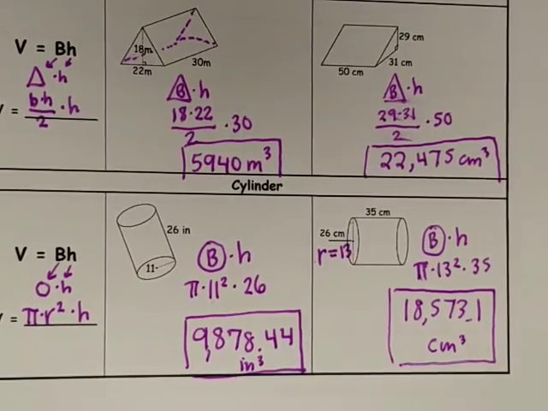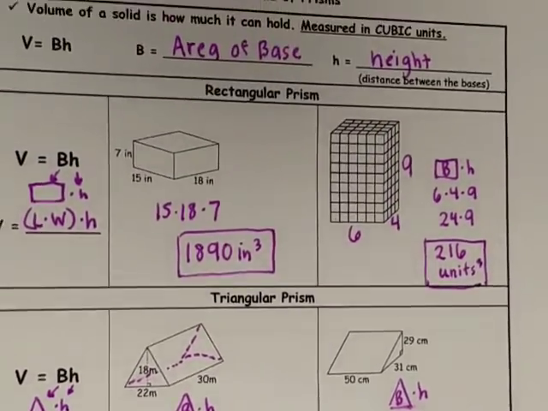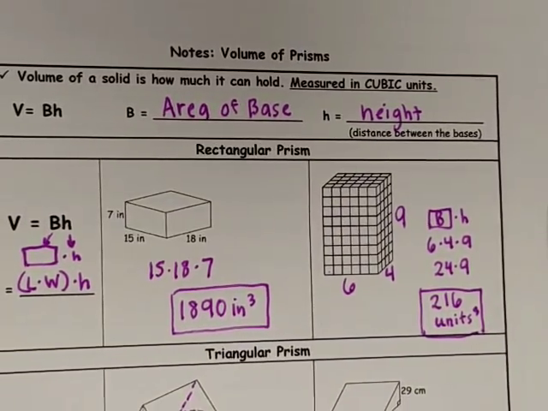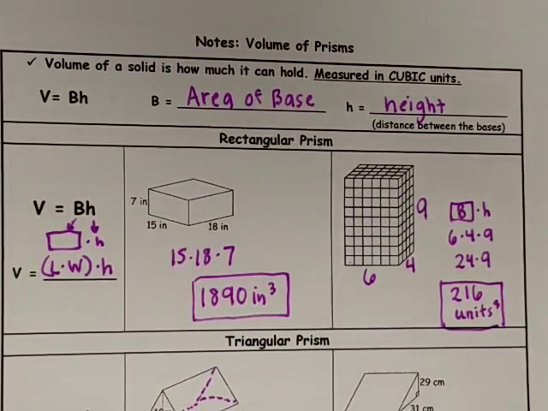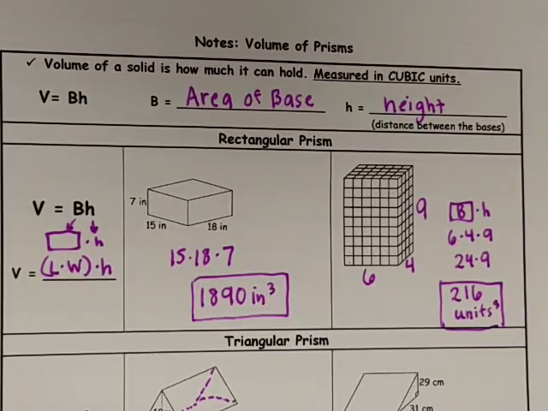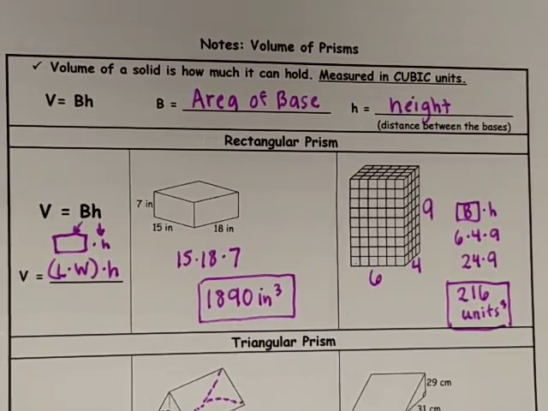All right, and that's how you do all three of the basic shapes: a rectangular prism, a triangular prism, and a cylinder. What you're going to do now is pause the video, and then you're going to complete the right-hand side, numbers 1 through 9, and then I'm going to show you the answer key. So go ahead and pause your video.